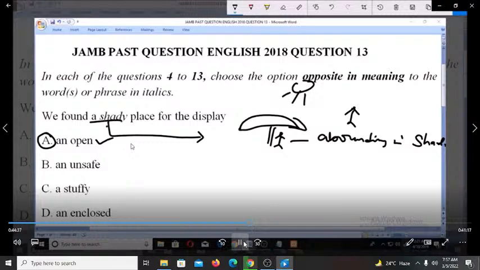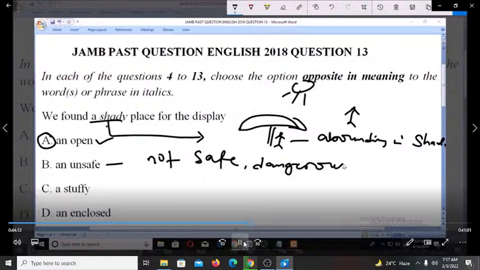Now, open means something that is open. It's very easy to understand. But unsafe simply means that a place is not safe or is dangerous. That is the meaning of unsafe. You can see that it doesn't have much to do with this as a synonym or opposite.